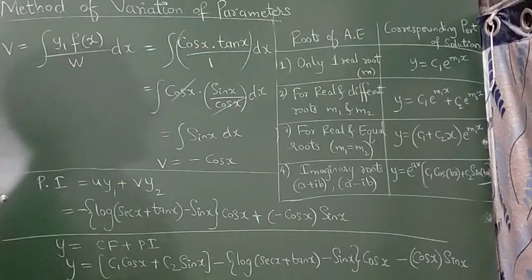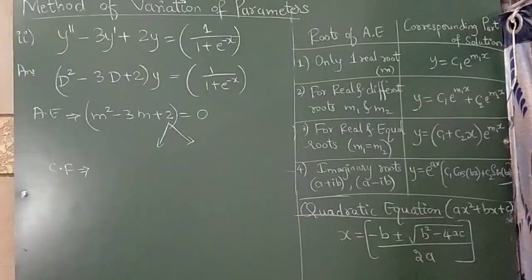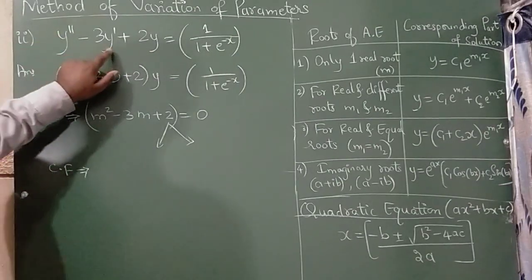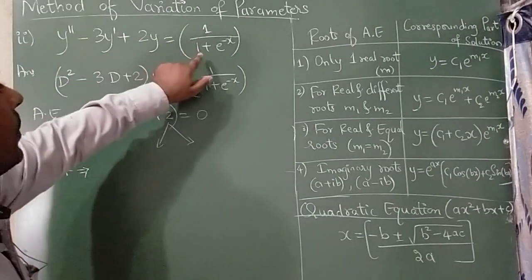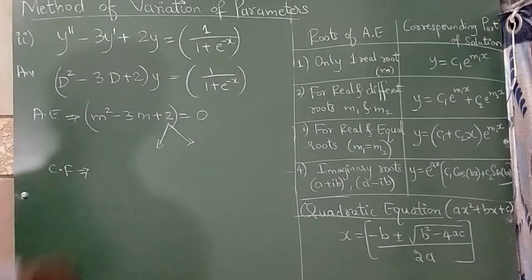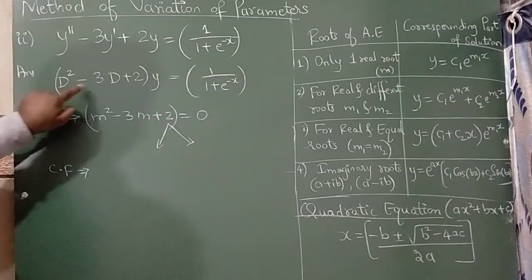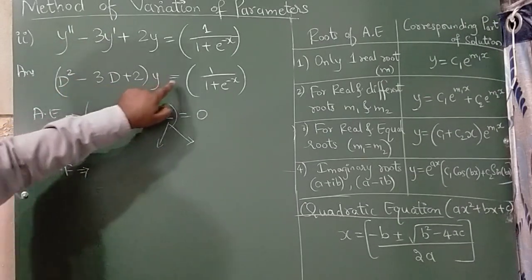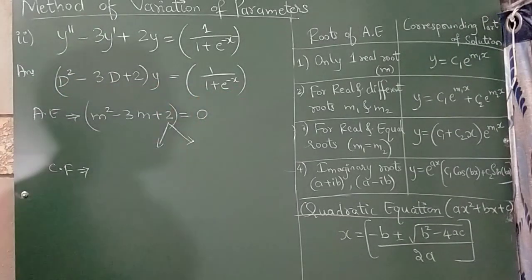Let's move on to the second question. Y double dash minus 3y dash plus 2y is equal to 1 upon 1 plus e raised to minus x. So for y double dash I have written D square, minus 3 y dash means D, plus 2 into y is equal to 1 upon 1 plus e raised to minus x.